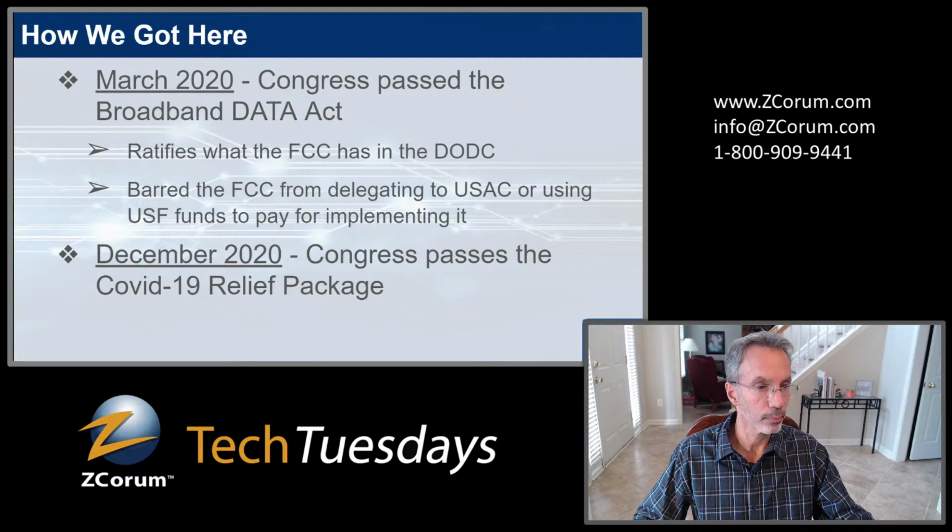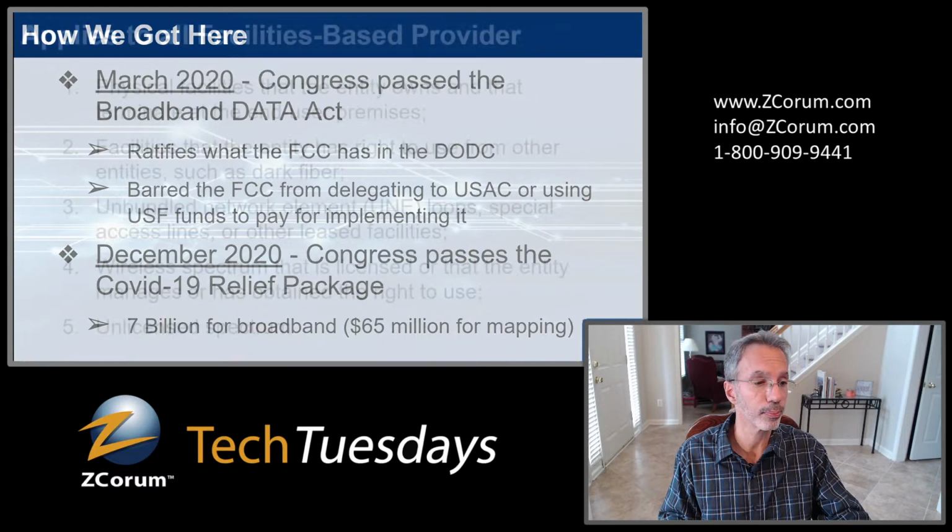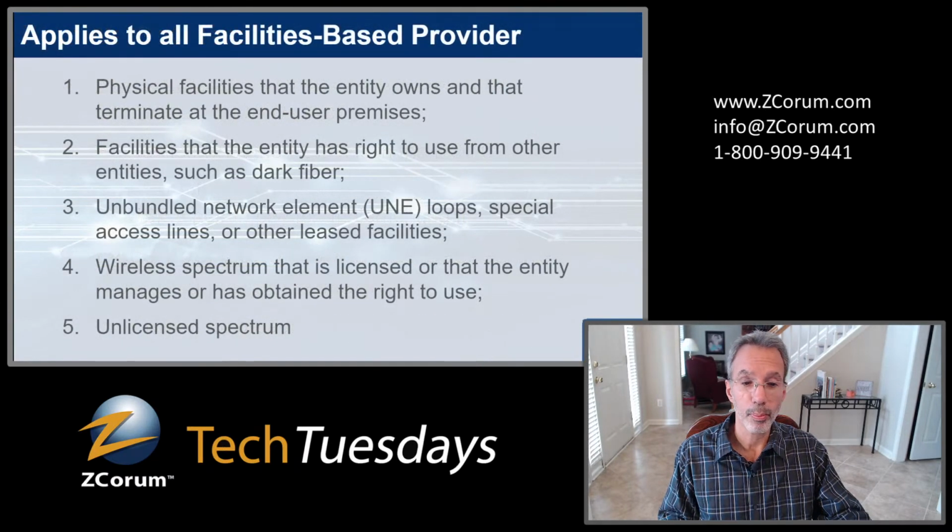So 7 billion for broadband, and then 65 million of that broadband was for mapping purposes. So that's where this is covered. So now there is money to cover this, and the FCC is moving forward on this initiative and on these mandates to be able to do this. So this applies to everybody.